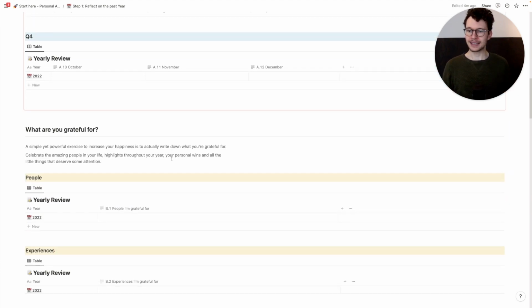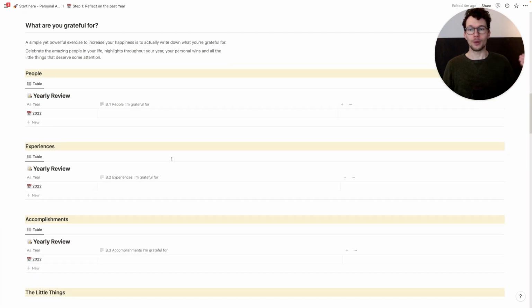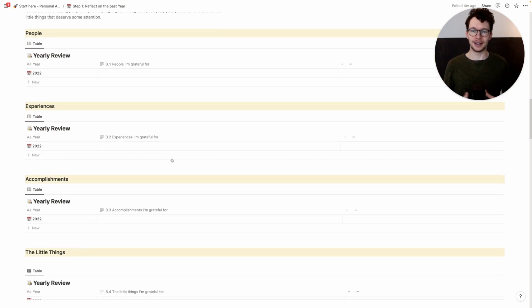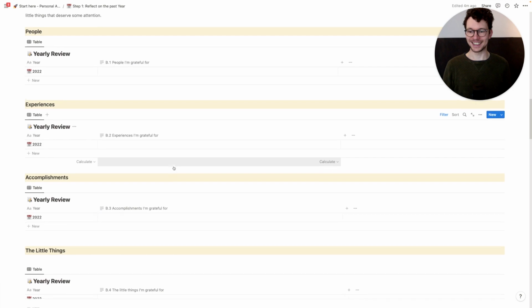Now, after the section, we have the gratitude section, where again, you just want to write down who you're grateful for, experiences, accomplishments, and really take a moment again to think back and remember, like, this was good. Because again, good feelings are often fleeting, right? We're ecstatic in the moment, and the next day they're already forgotten. So take the time to revisit them and be happy a second time.